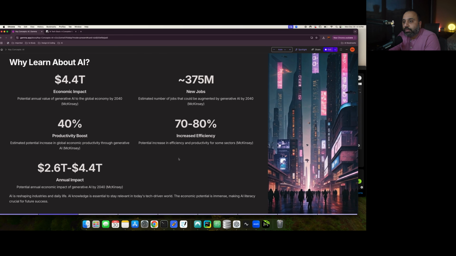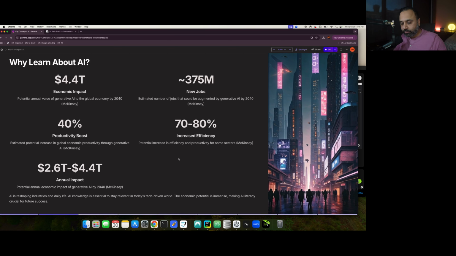By the way, these numbers are why you should learn more about AI. These numbers I found in an AI report generated by McKinsey, and you can see what the impact is. It's $4.4 trillion by 2040, which means that there will be an insane amount of money pouring into these systems, which also means that if you do not learn more about AI, if you do not learn how to use AI, how to have AI work for you, you will be left behind in this race, right? And most of this, you can see where it's coming from. It is 70 to 80% efficiency and 40% productivity boost.